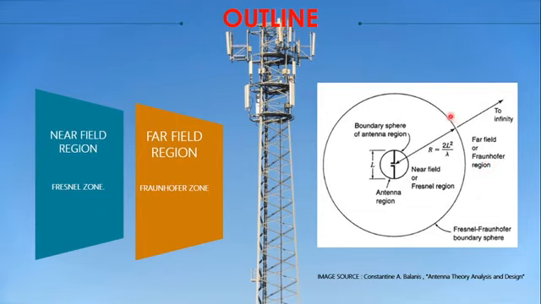So any field within the boundary of 2L²/λ, where L is the maximum dimension of the antenna and λ is the wavelength, any distance within 2L²/λ, we call the near field or the Fresnel region. And if the distance crosses 2L²/λ, that is called the far field or the Fraunhofer region.